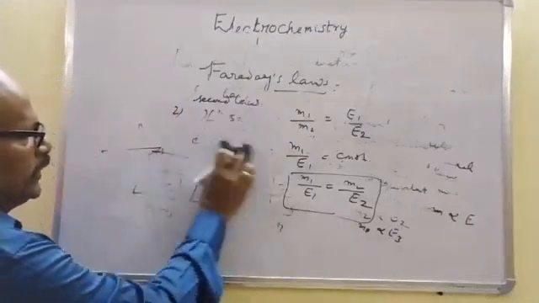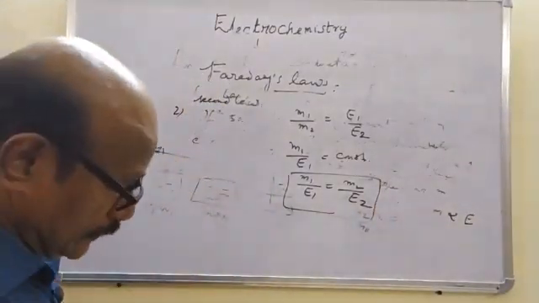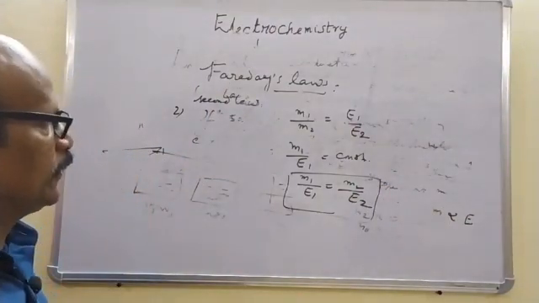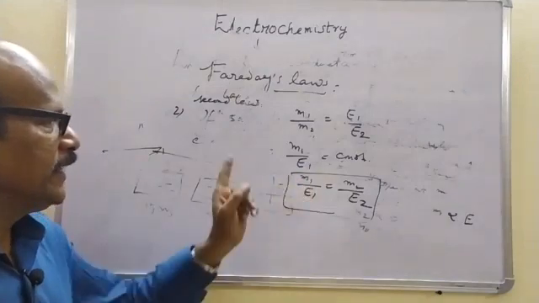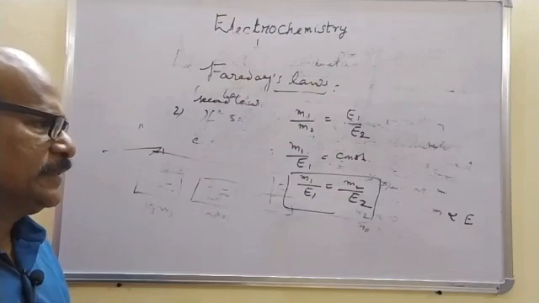Then from the second law we can arrive at another constant that is called Faraday. That is the after effect of the second law. You have remembered that M1 by E1 is a constant, provided... you know that.